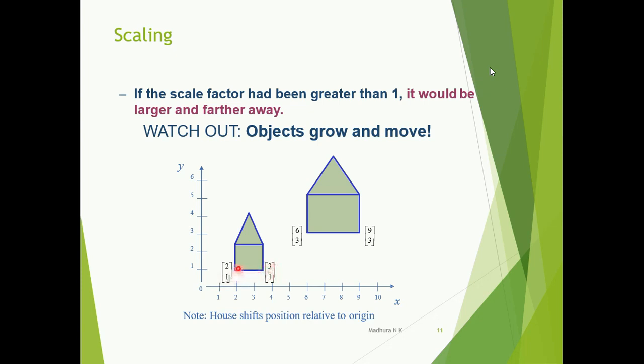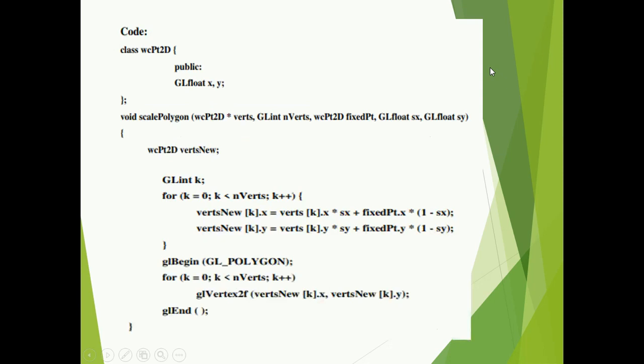Now after the scaling process your house shifts away from the origin. So you can see the new house where it is being drawn after the scaling process. Okay, since the values of the scaling factors are more than 1, your object has grown and also it has moved away from the origin. Let us see the code for the scaling process.